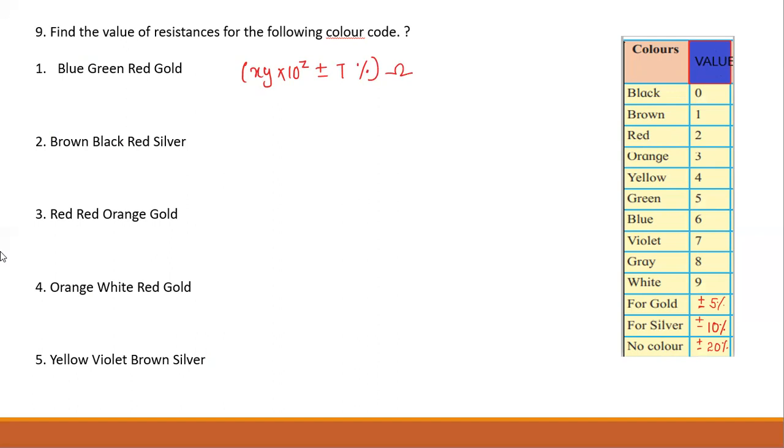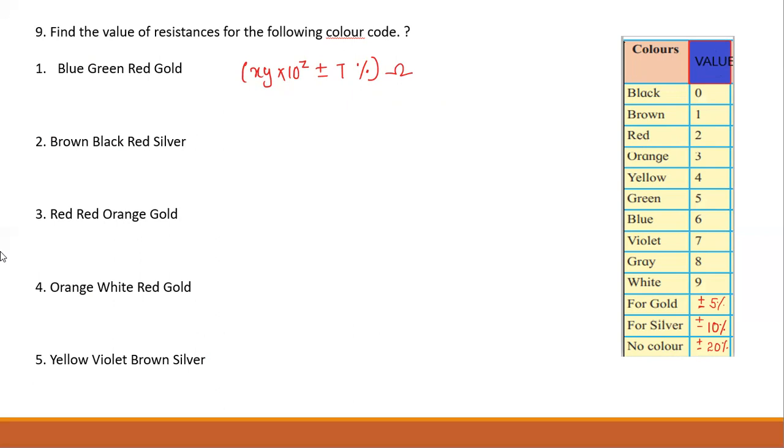First two colors represent the value, that is x and y. The third one we have to write as the power of 10. And the last one is the tolerance. Tolerance for gold is plus or minus 5%. Silver is plus or minus 10%. So let us start with the solution.